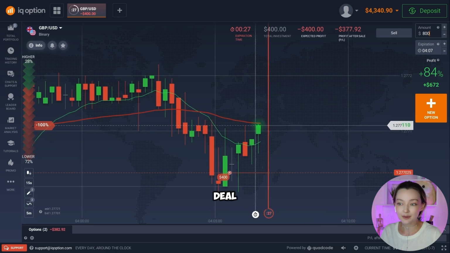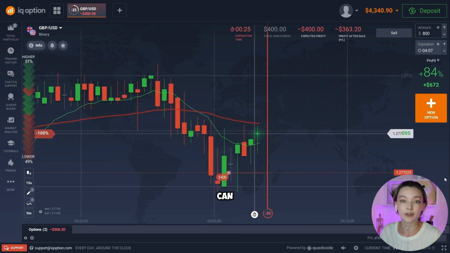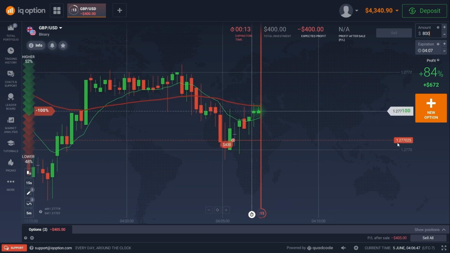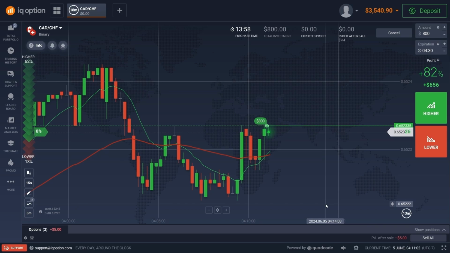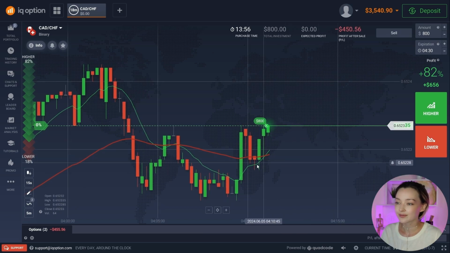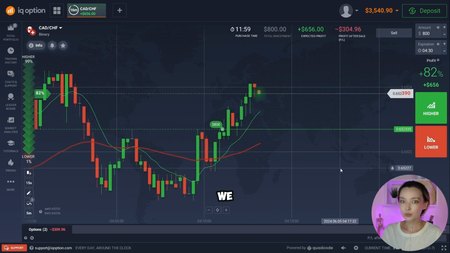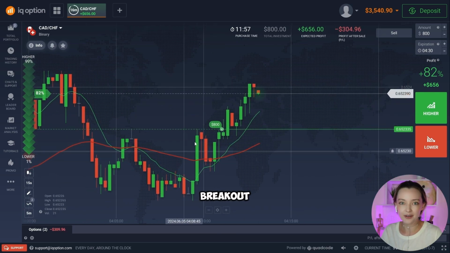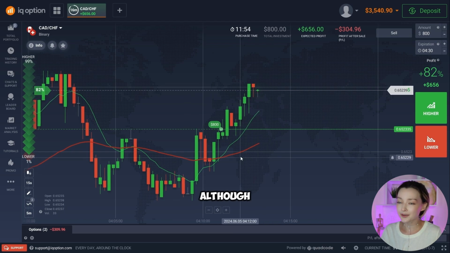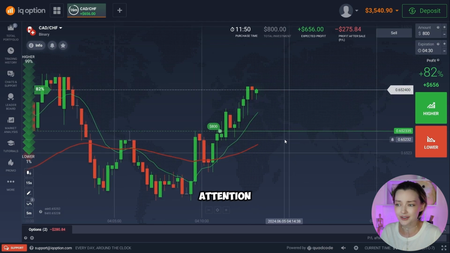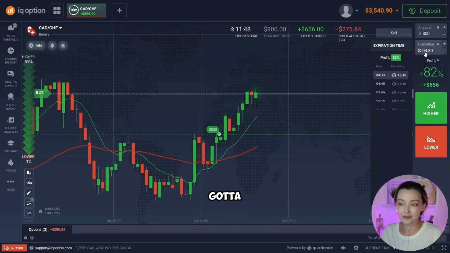Let me double the deal amount for the next trade so that we can work meticulously with the strategy with no rush. Let's enter upwards. There's a nice intersection right here. Overall, we witnessed a decent upward breakout. Our forecast turned out correct. Although the trade is still in process, perhaps we should have paid closer attention to the expiry time. You gotta watch out for it.